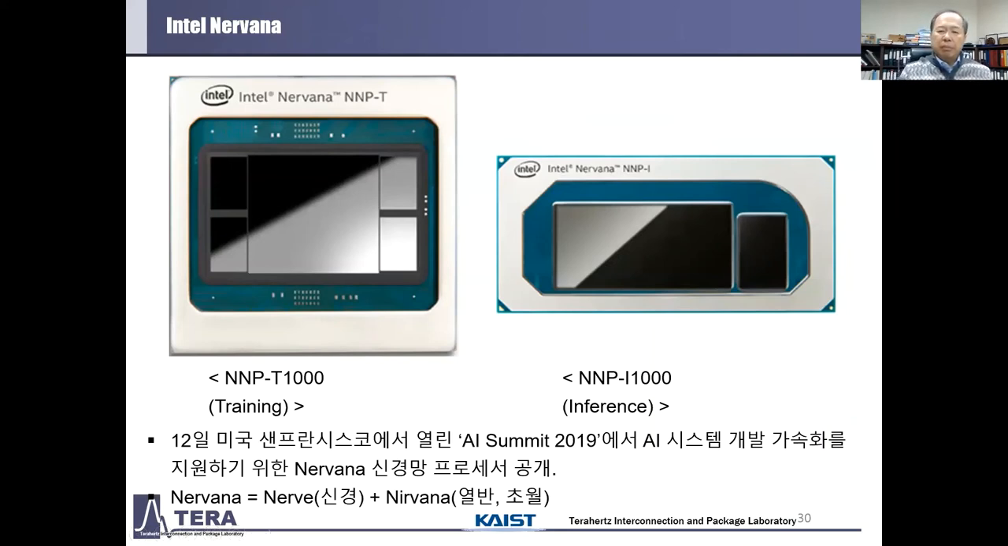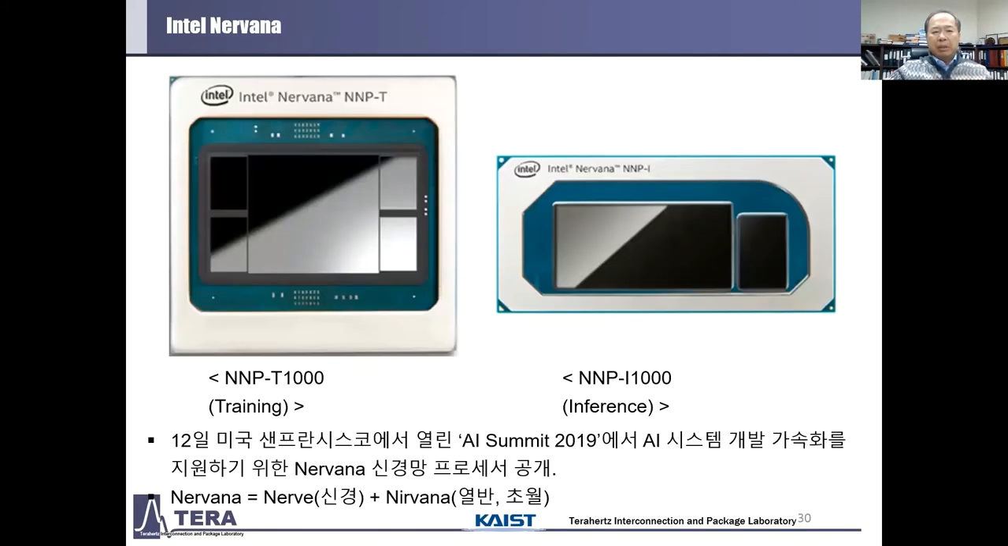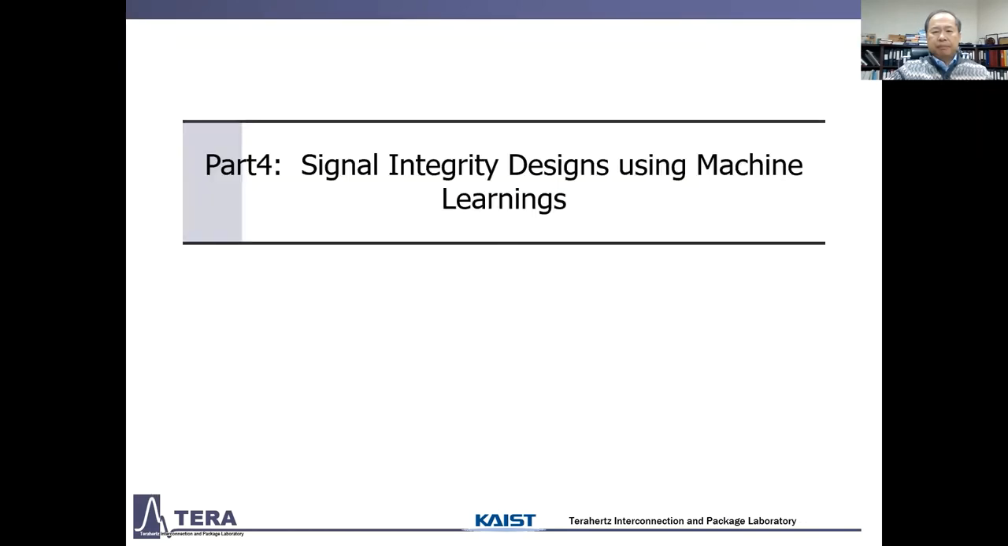As I mentioned before, the new computing architecture for AI computers will have extreme parallelism, and the processing unit and DRAM should be placed as close as possible. The solution of this architecture at this moment is the 2.5D architecture, that is, the TPU HBM and the Nervana HBM.